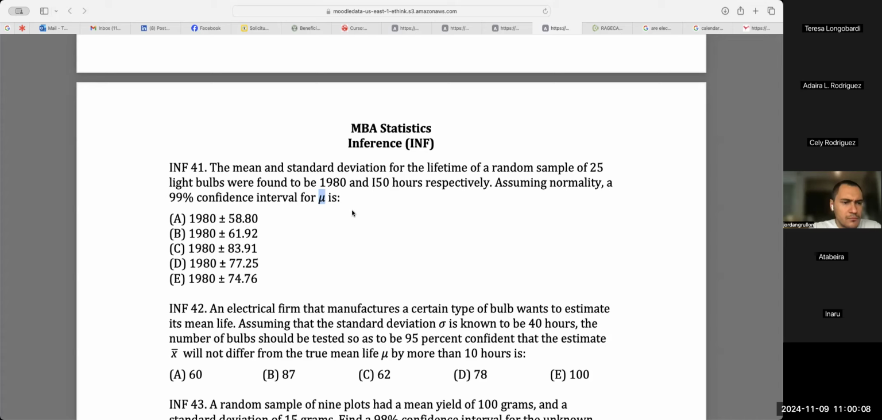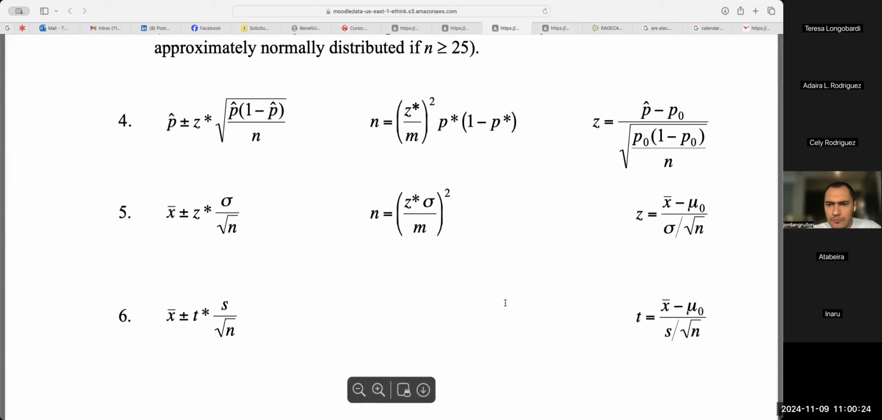Okay, we do not have sigma. There's no information on sigma. All we have are the results from a sample. So these are the sample mean and standard deviation. All right, so then we have to use number 6, because we don't have sigma. We have to use this formula here. The mean plus or minus T star. And what do you get?